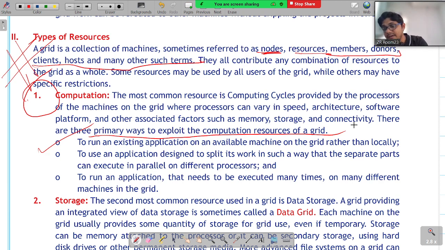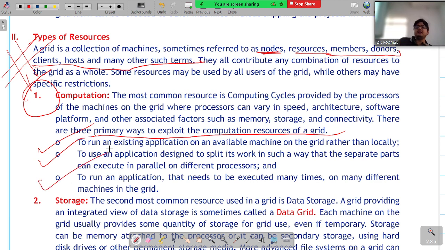Yes. Second point we have already done. To use an application designed to split its work in such a way that separate parts can execute in parallel on different processors. Like I've already taught you, massive parallel CPU capacity. Dal, rice, chapati, vegetable, buttermilk. All this will be running on different computers, on different gas by different people. Do you understand? Yes. So we can split our work in such a way that different tasks can execute on different machines of the grid.